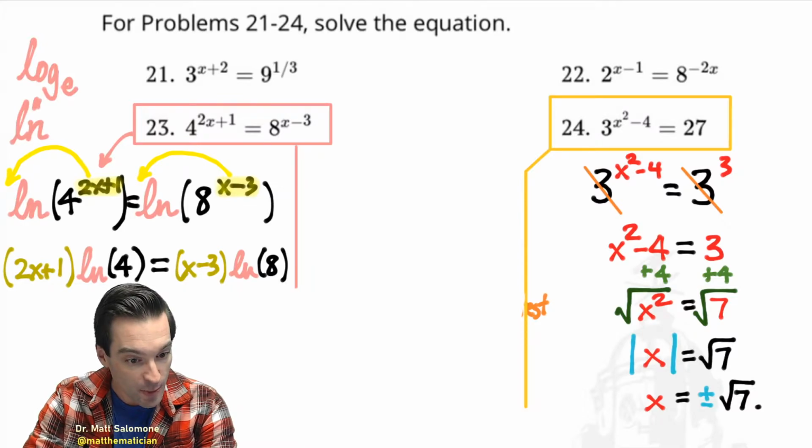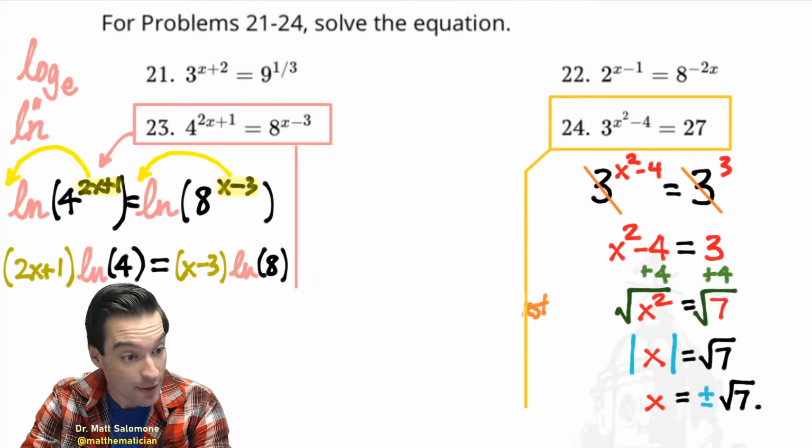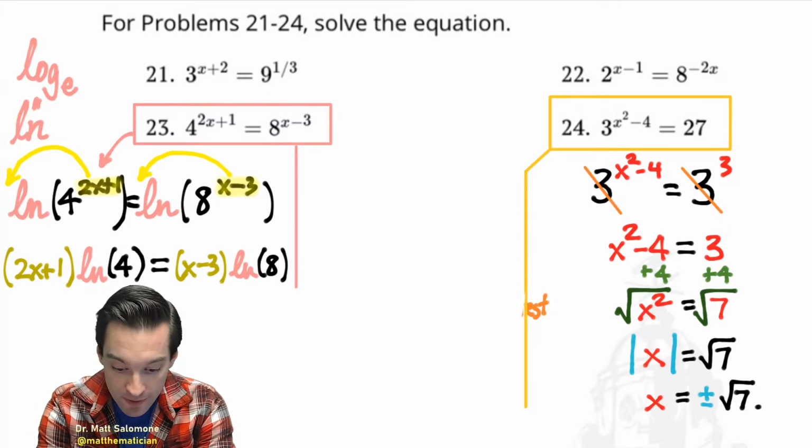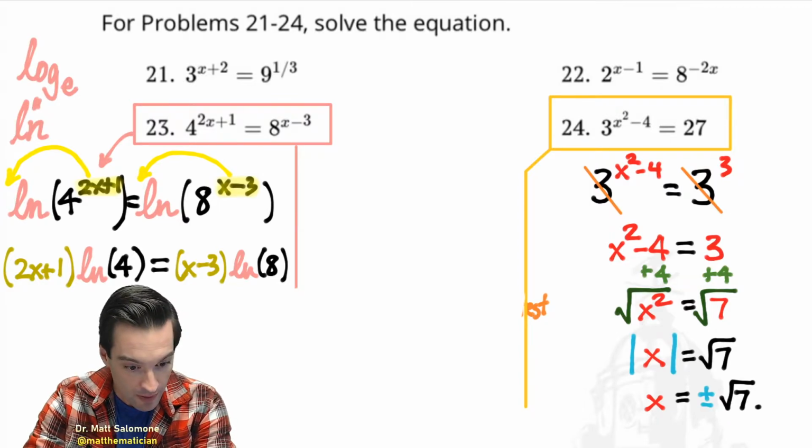So I'm actually going to open this in my graspable math palette over here. So what do I have here? 2x plus 1 times the natural log of 4 equals x minus 3 times the natural log of 8. All right, so let's do the equation gymnastics to rearrange this and try to get that x by itself to the extent that we can.